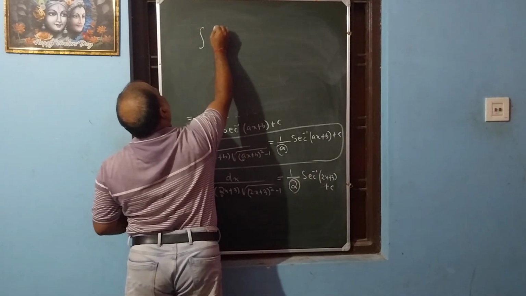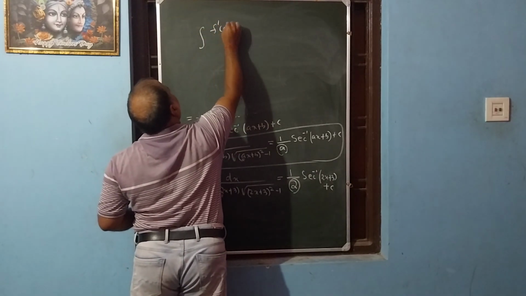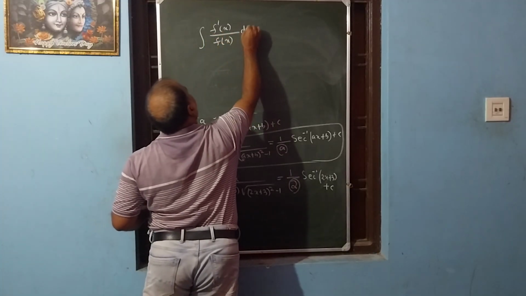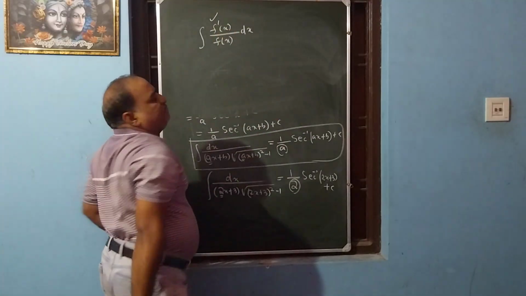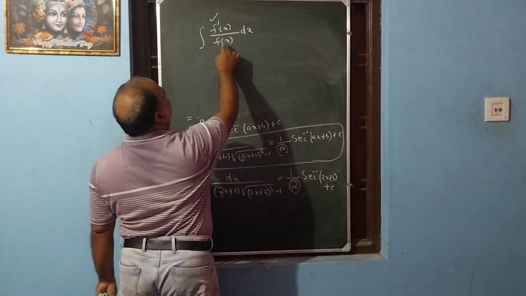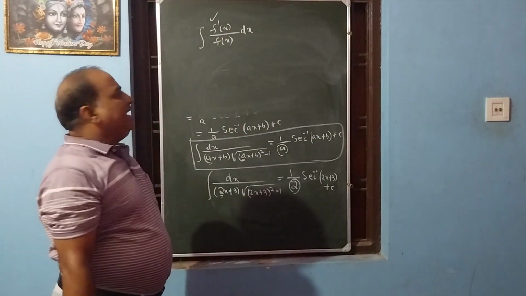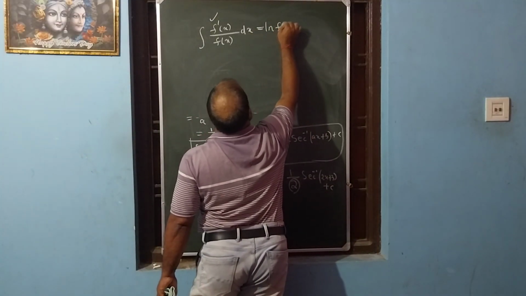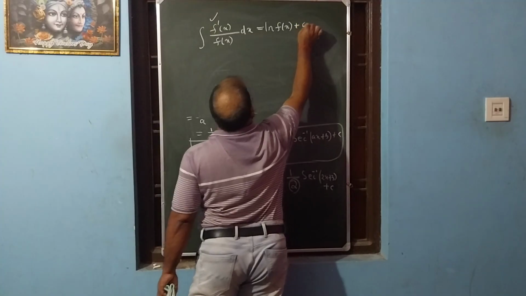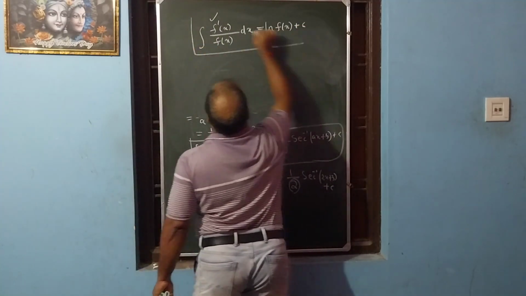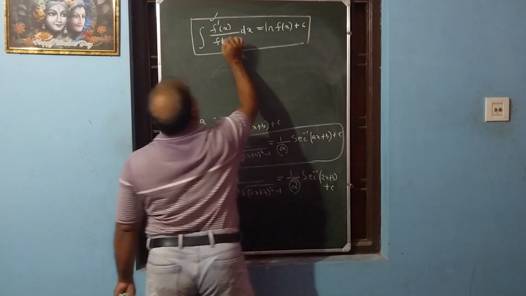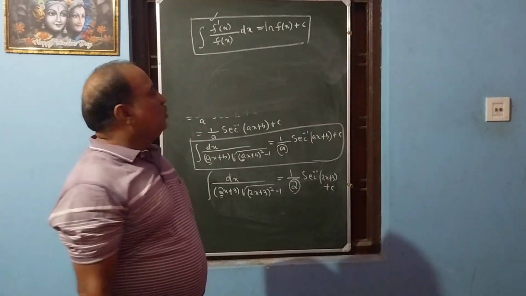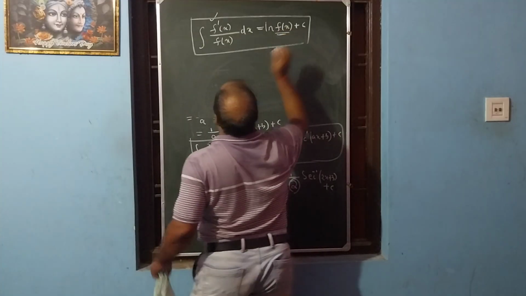Integration of f dash x by f of x dx. Upper is the derivative, lower is the function, the derivative of the function upper, then the integral value will become ln f of x plus c. This is the formula you have to remember. Upper derivative, lower function, then the integration value will be ln of function f x. So how can you prove it?